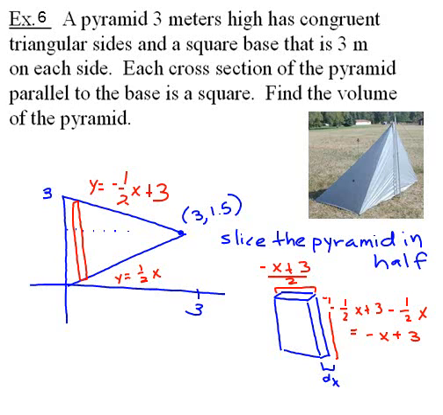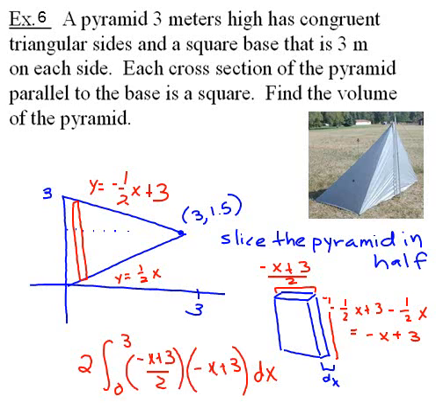Since we cut our pyramid in half, we'll need to multiply our integral by 2. We've already determined we're writing this as dx, and the triangular region we're stacking the half squares above extends from x equals 0 to x equals 3. And the area of each cross-section is base times height, or negative x plus 3 divided by 2 times negative x plus 3. This is our volume.